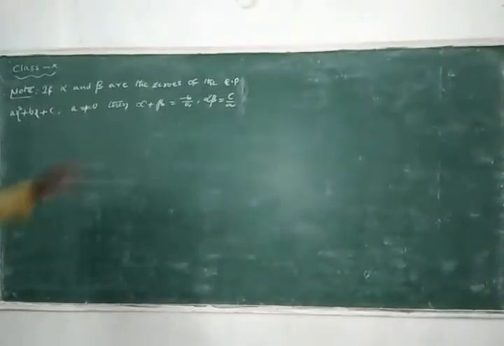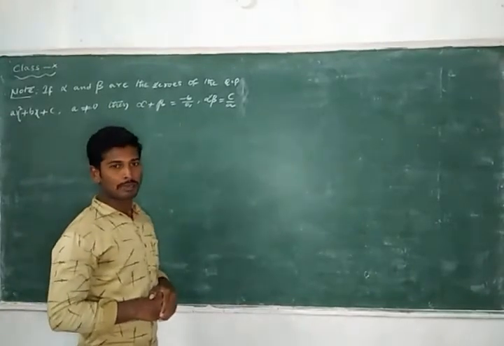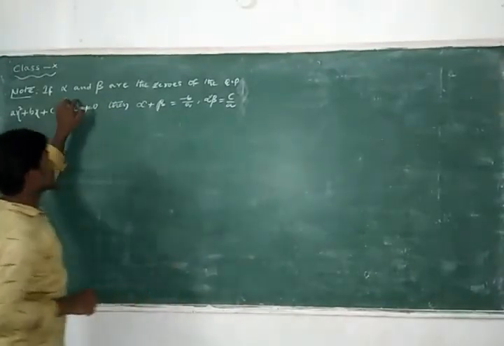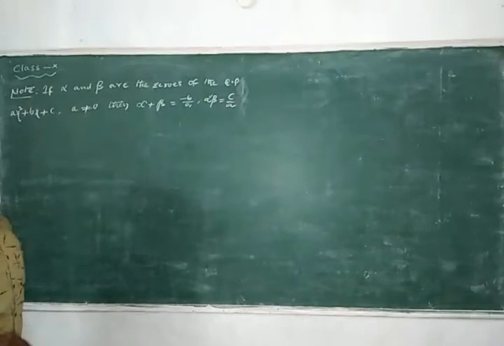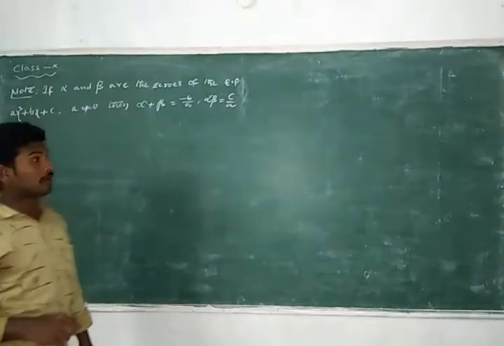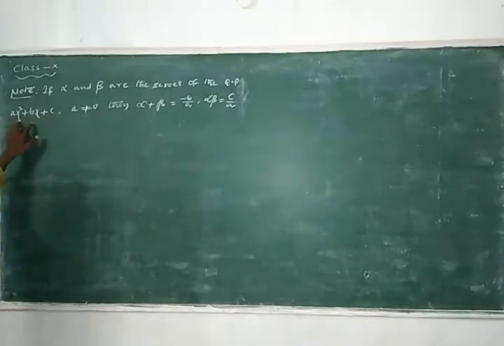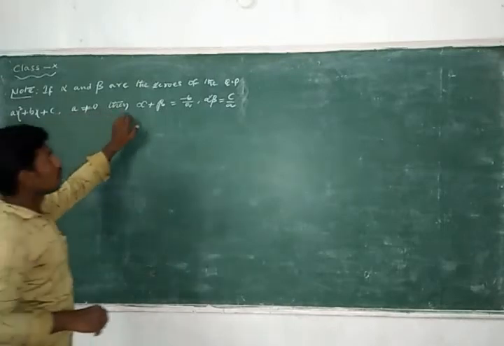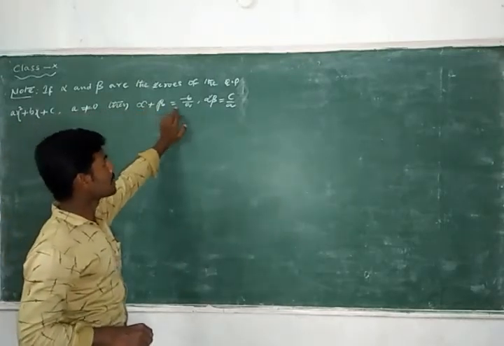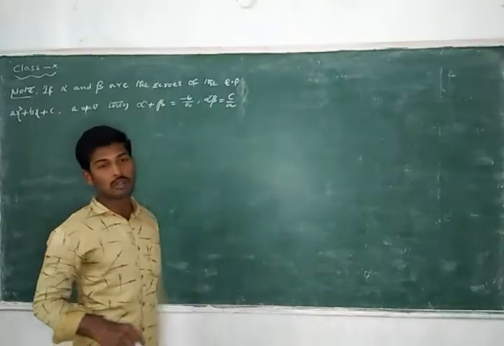Note, if alpha, beta are the zeros of the quadratic polynomial. Suppose we take the Greek letters alpha, beta as zeros of the quadratic polynomial. What is a quadratic polynomial? It is in the form of ax square plus bx plus c, where a is not equal to 0. Then alpha plus beta is equal to minus b by a, and alpha beta is equal to c by a.